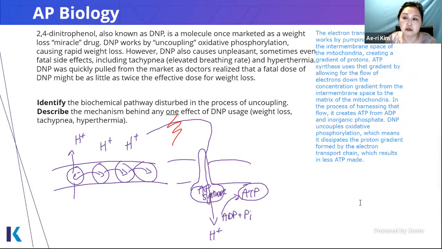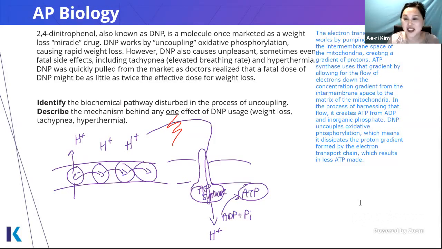Yeah, so you need to mention both the ETC and the chemiosmosis with the proton gradient, and then talk about how that's the process of coupling. Okay, so you need to essentially describe the ETC linked with the ATP synthase in order to get that first part of the answer.